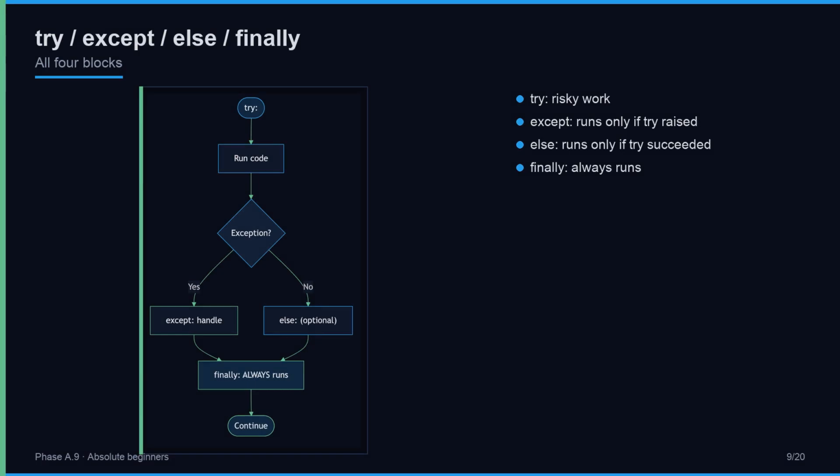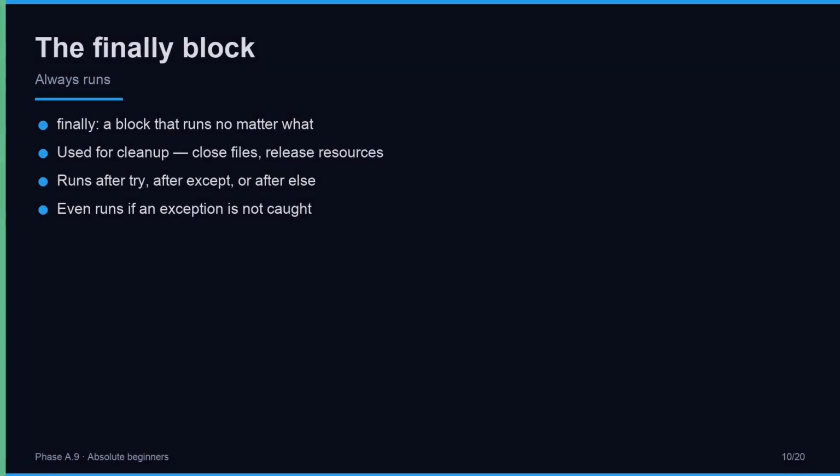Here is the full picture. Python runs the try block first. If no exception happens, the else block runs, then the finally block runs. If an exception does happen and an except matches, the except block runs, then finally runs. If no except matches, finally still runs before Python passes the exception up. Notice, finally always runs. That is what makes it the right place for cleanup, closing files, releasing locks, printing a done message.